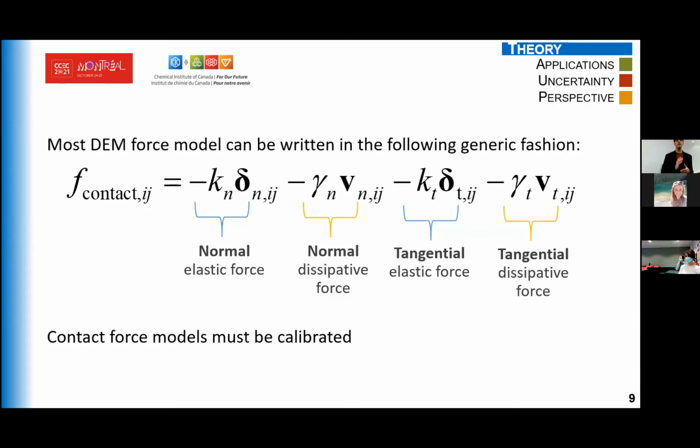So most DEM force models can be written in this very generic fashion. There are 4 components to the force: a normal and a tangential elastic force, and a normal and tangential dissipative force. And the key point here is you see these Kn, Kt, gamma n, and gamma t parameters. These are the contact force model parameters that must be calibrated. And to calibrate them, we can either use the material properties, for example, the Young modulus and the Poisson ratio, but we can also do calibration experiments, such as, for example, looking at the angle of repose and reproducing this in our DEM model.